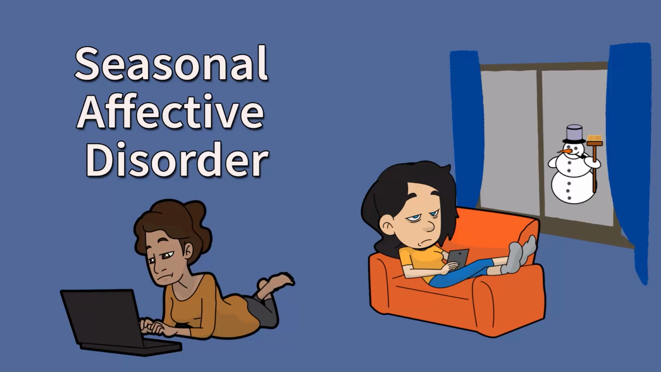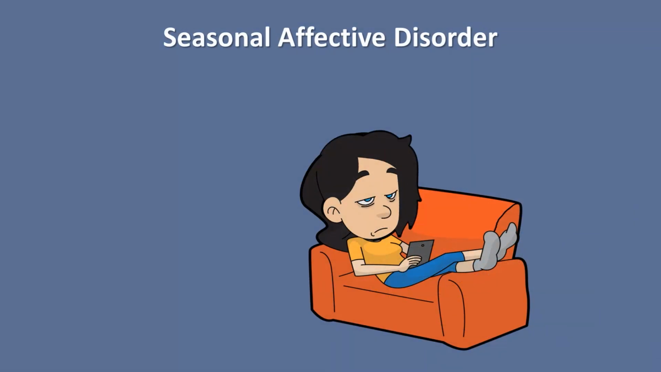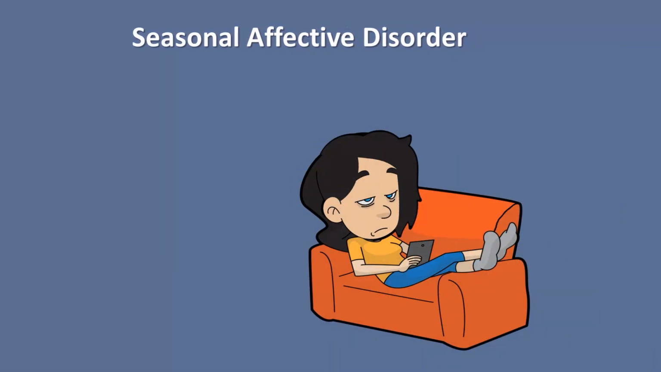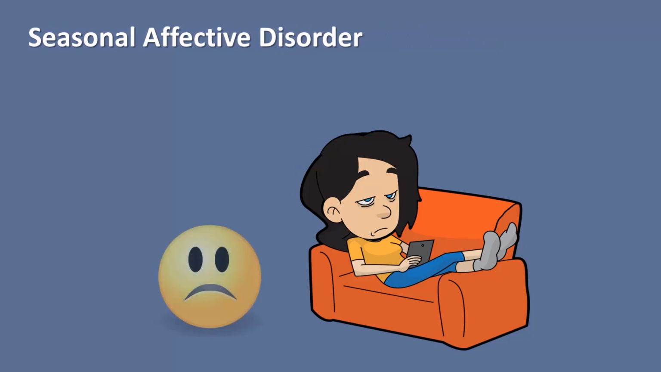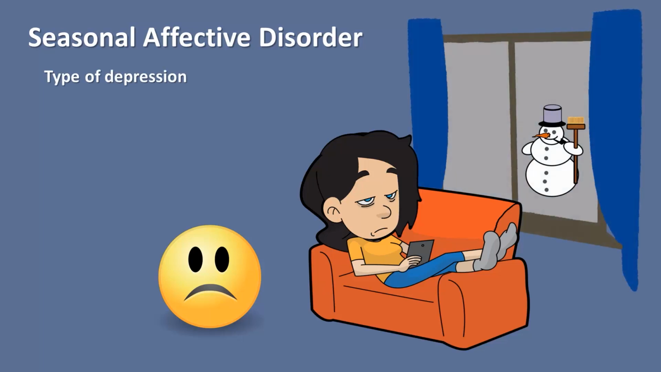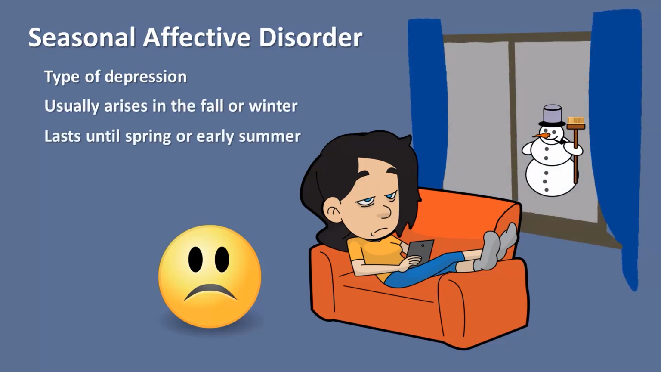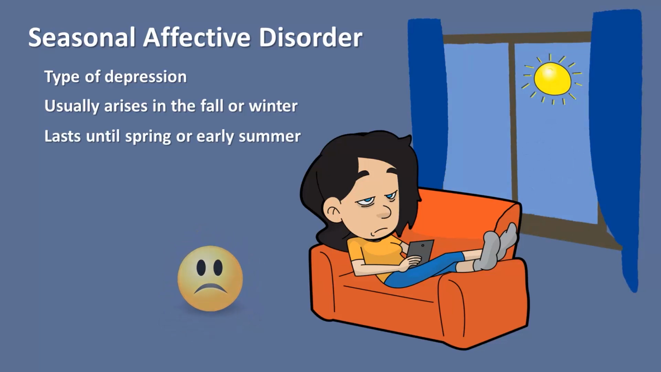In this video, we're going to learn about seasonal affective disorder, what it means and what the symptoms are, and how we can treat it. So first off, seasonal affective disorder is a type of depression that usually starts in the fall or early winter and continues on until the spring or early summer.